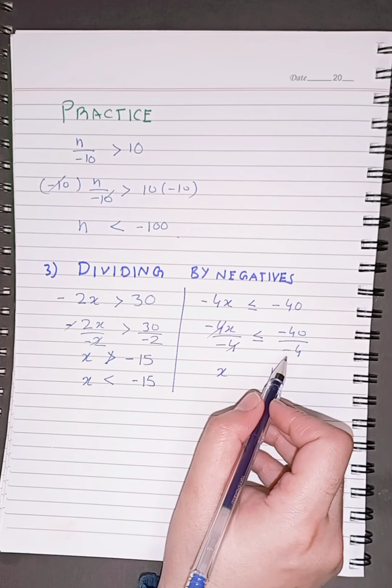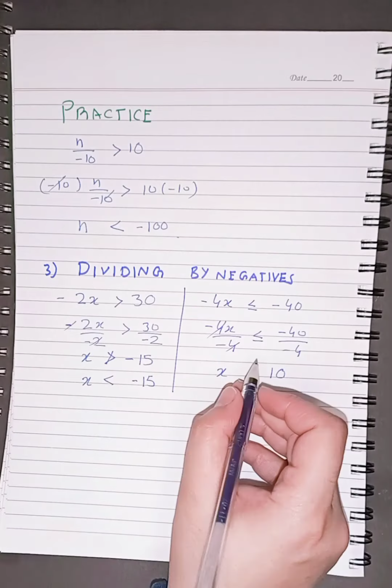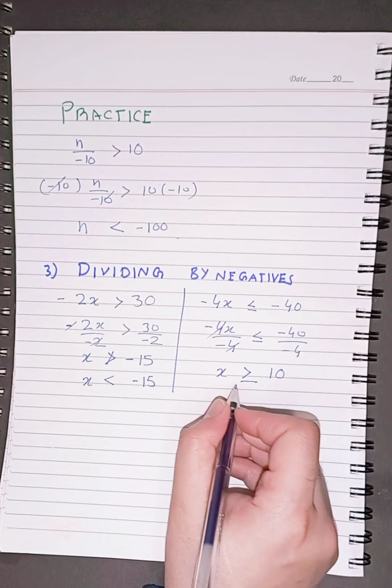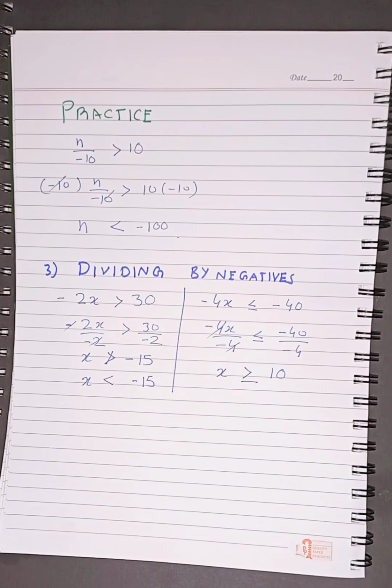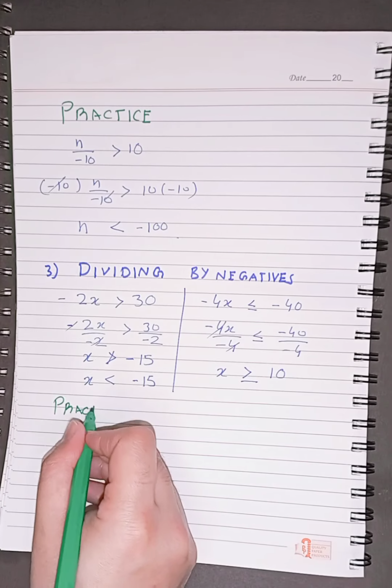Now, since it is dividing by a negative number, the sign will be flipped, switched. Previously it was less than or equal to, now it will be greater than or equal to. So x is greater than or equal to 10. This is our answer. So let's do some practice.